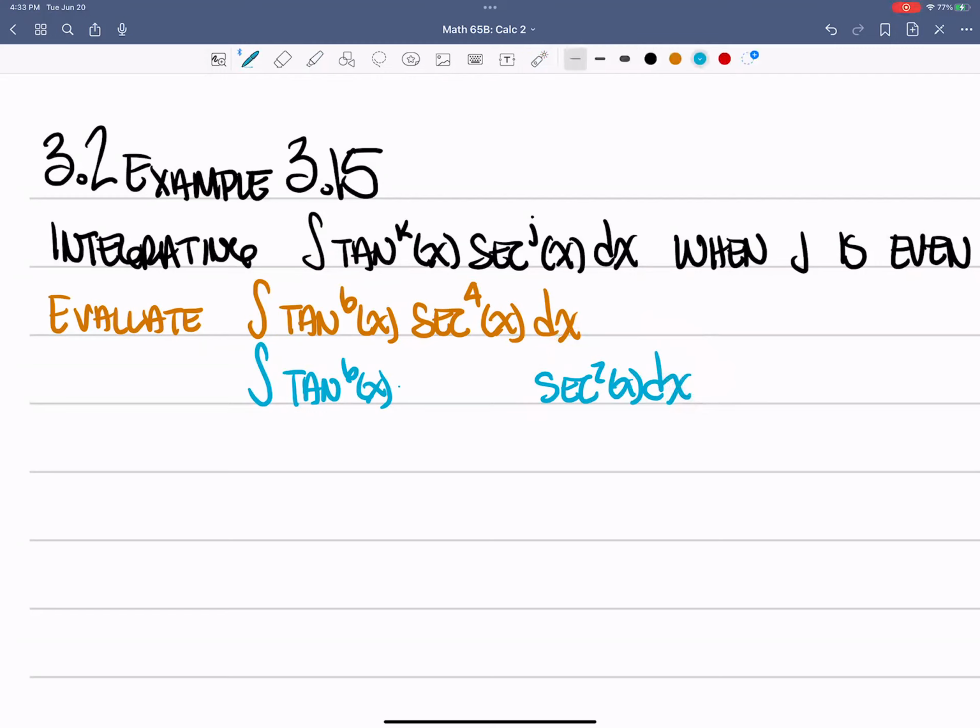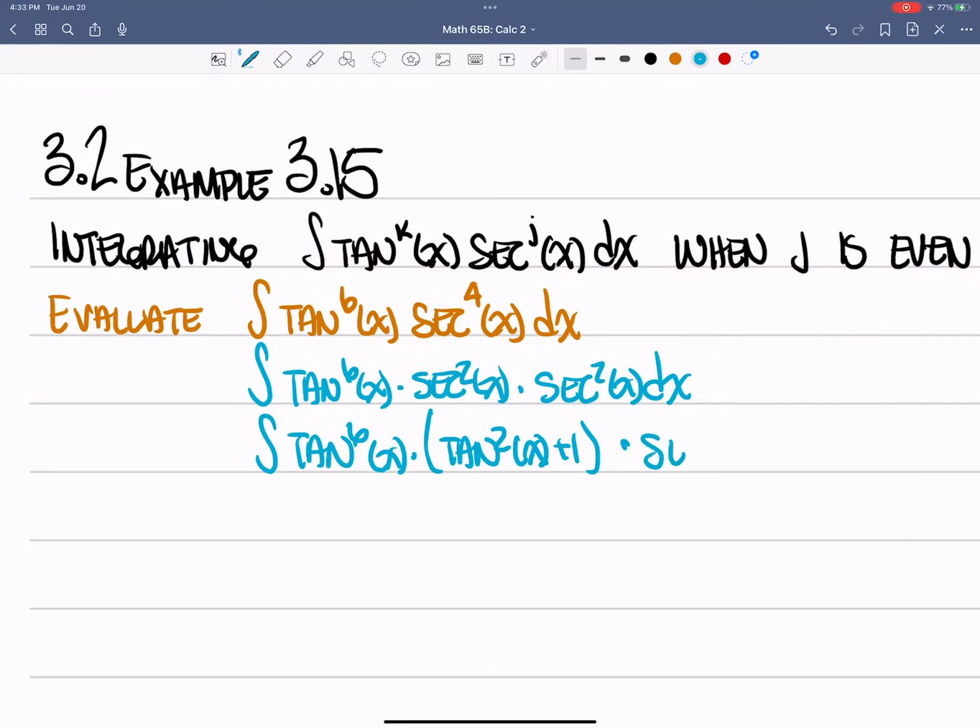And we're left with secant squared x. That's our leftover. So now let's change this to be in terms of tangent. So we have tangent to the 6th x times tangent squared x plus 1. And then we have that secant squared x dx.